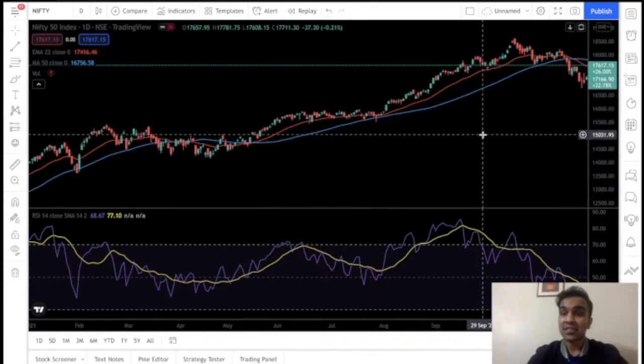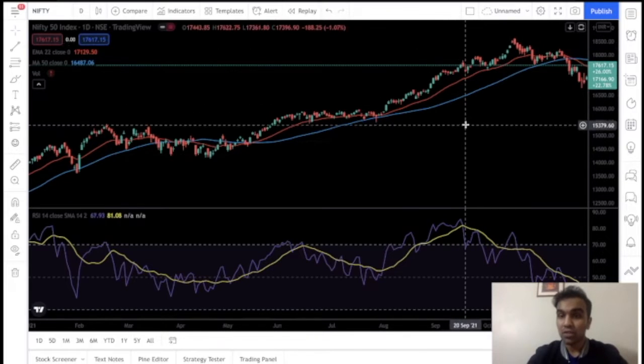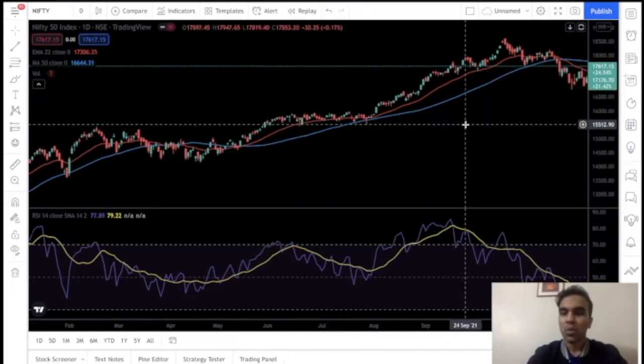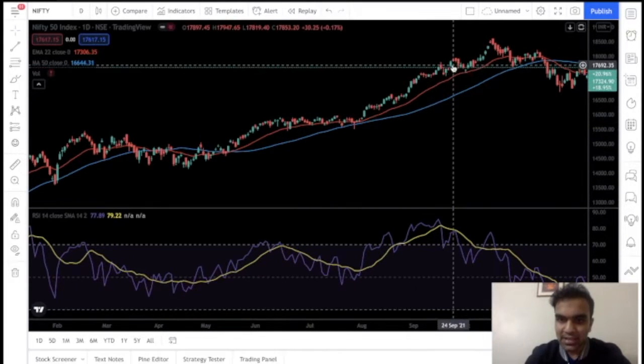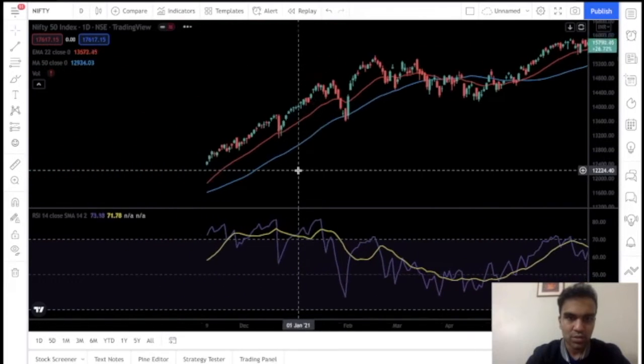Whereas if the RSI is very high and you start seeing a lot of red candles in a row, then maybe you can finally short, keeping the next support level as your target, right? What I mean here is that let's look at this. Let's look at a good example.